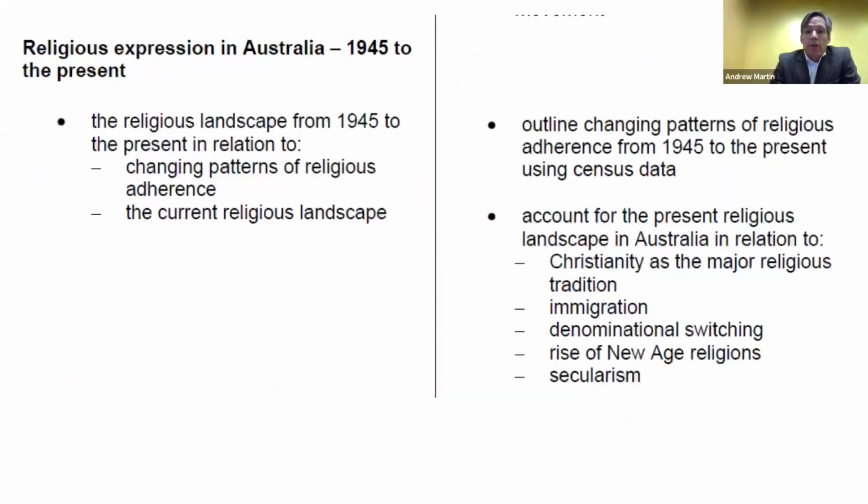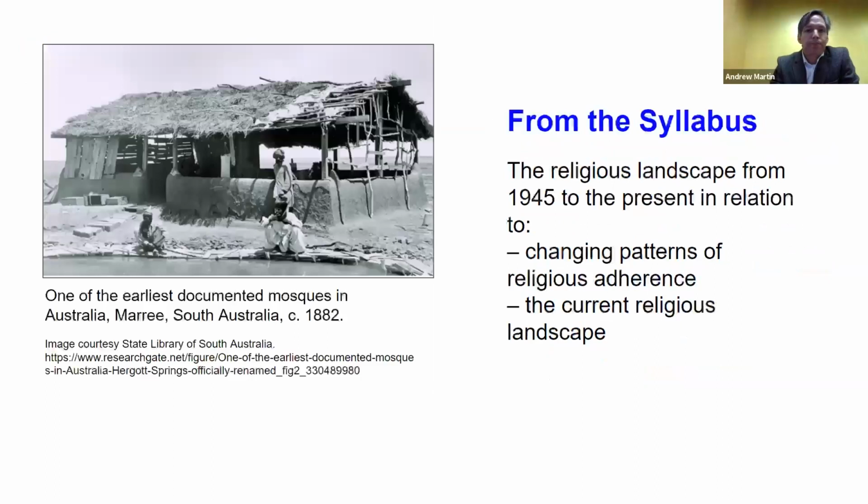That's the excerpt from the syllabus itself. So you can see some of the things that we'll be talking about, changing patterns and the current religious landscape on the left. On the right, students learn to outline, as I've said previously, and then account for, which means explain reasons why the present religious landscape is as it is in relation to Christianity as a major religious tradition. We're definitely going to talk about immigration. We'll talk about denominational switching. We'll talk about secularism. I'll leave the rise of New Age religion for today, as we'll run out of time. I'll leave that to your study and your teachers.